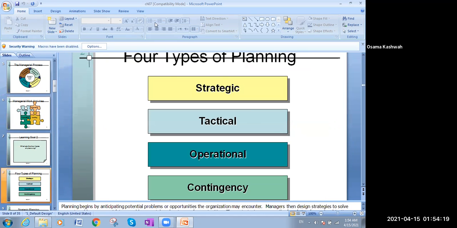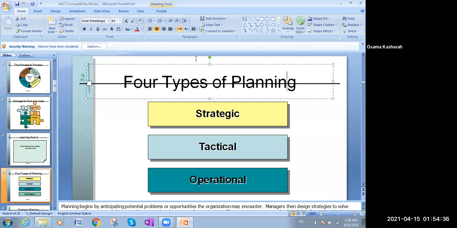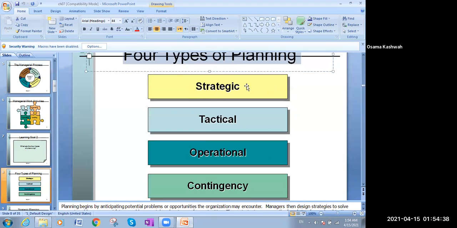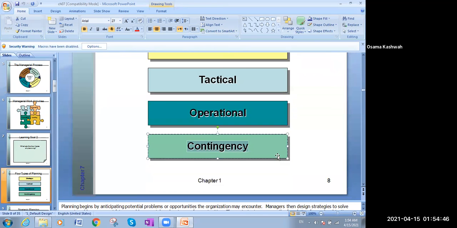Now, the types of planning. This is very important. When we talk about planning, we say planning means to forecast the future, to look at how the future will be. Planning tells me where I am, where I want to go, and how I will go there. We have 4 types of planning: strategic planning, tactical planning, operational planning, and contingency planning. So those are the 4 types.